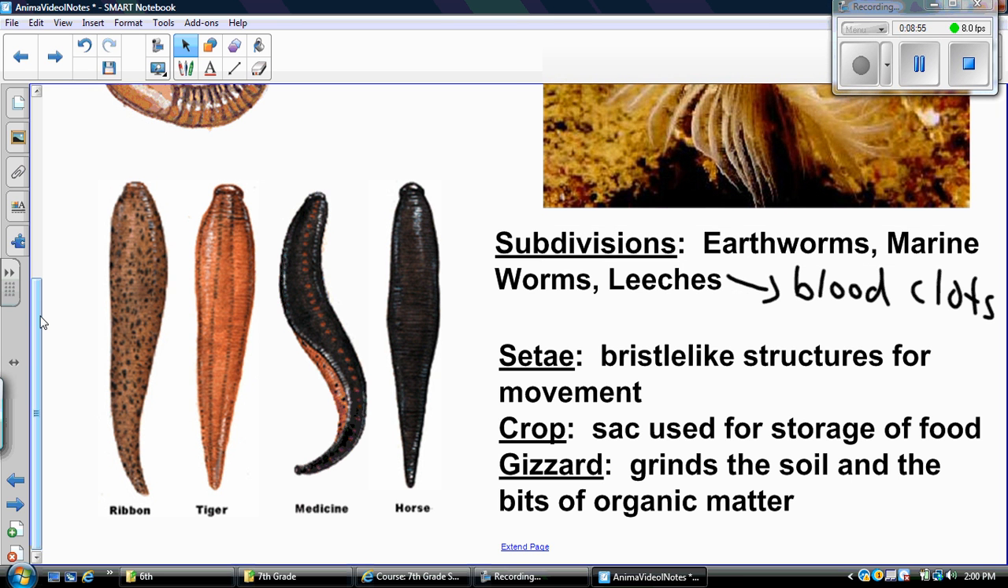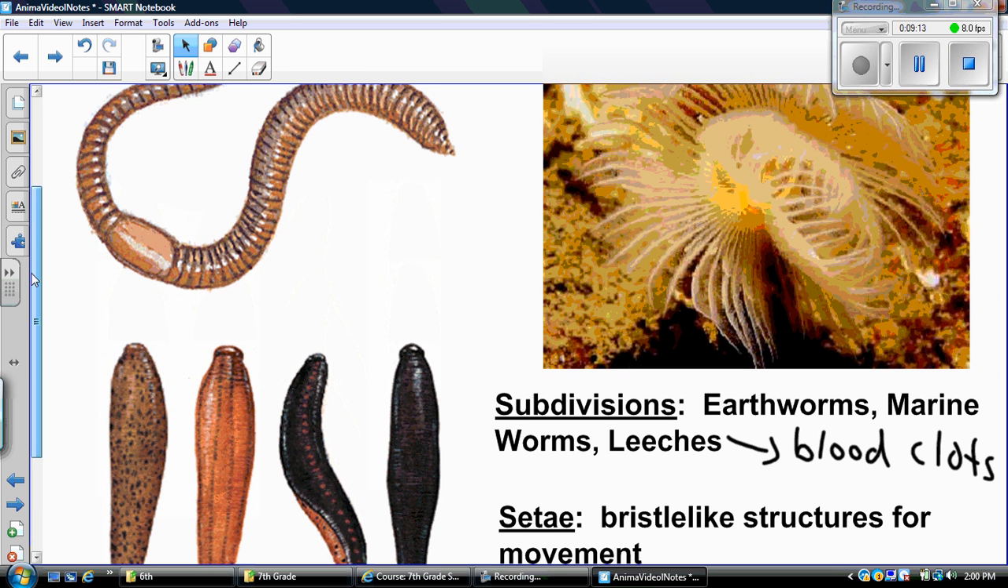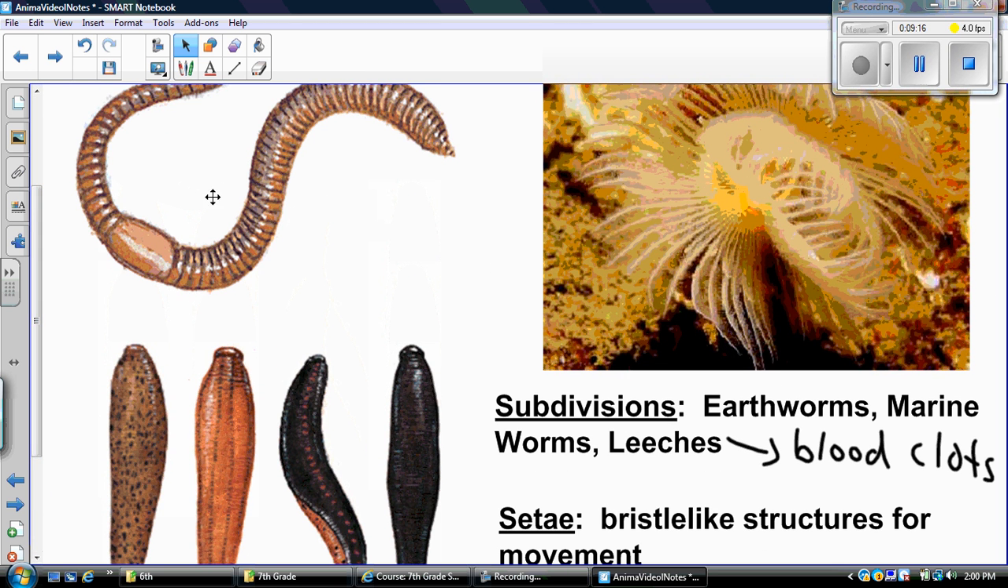They have a crop, which is kind of like our stomach. It's a sac used for storage of food. They have a gizzard that grinds the soil and bits of organic matter, so it's kind of like a filter. It's going to grind things down. So this is a picture of some leeches. There's your marine worm to the right, earthworm to the left.